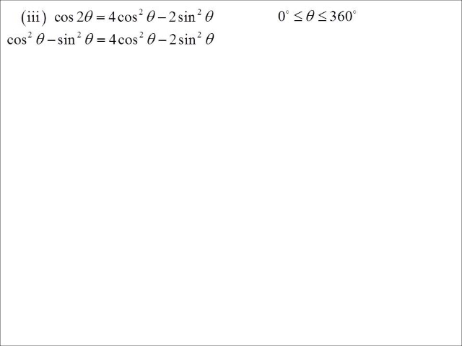The reason I did cos squared minus sine squared is I knew I was going to get this situation where on one side of the equation I was going to have cos squared, the other side I was going to have sine squared, so I could create tan squared.